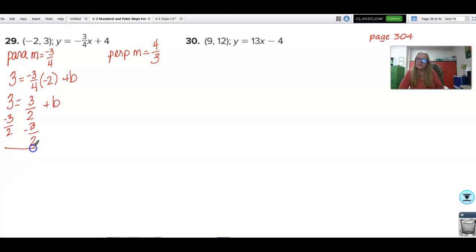Subtract 3/2 from both sides. 3/2 is 1 and 1/2. If you take 1 and 1/2 away from 2, you get 1/2 equals b. All right, so our parallel line equation is y equals, the slope is negative 3/4, x plus 1/2. That's the parallel.